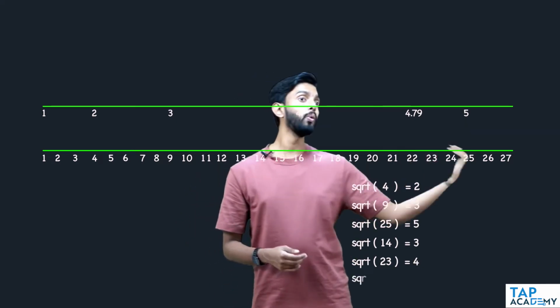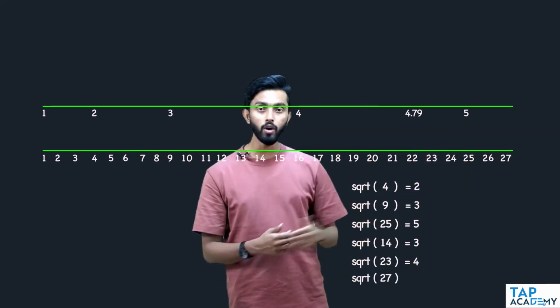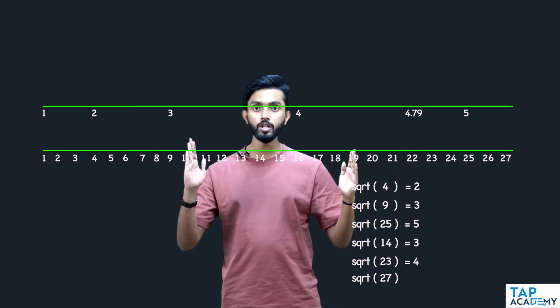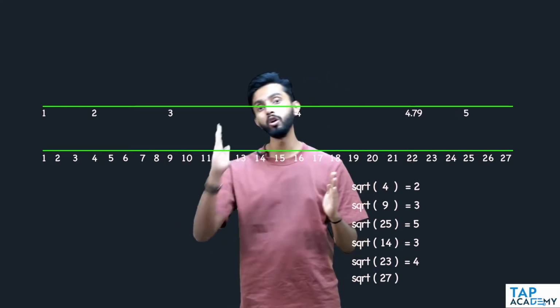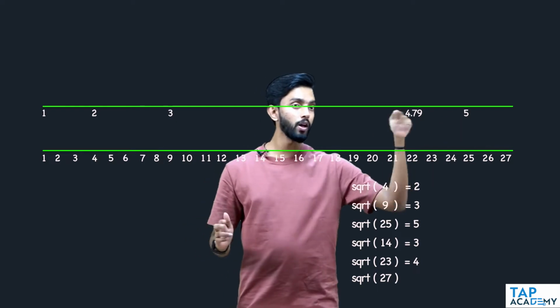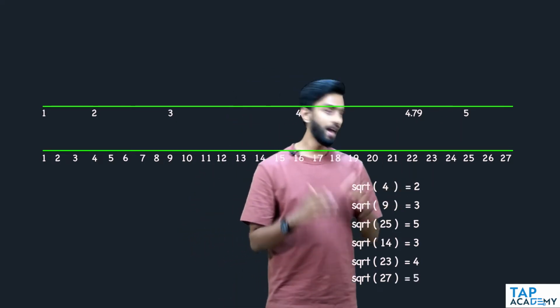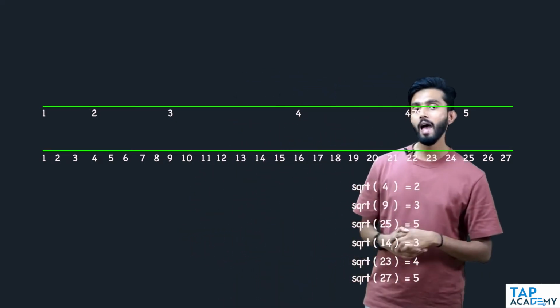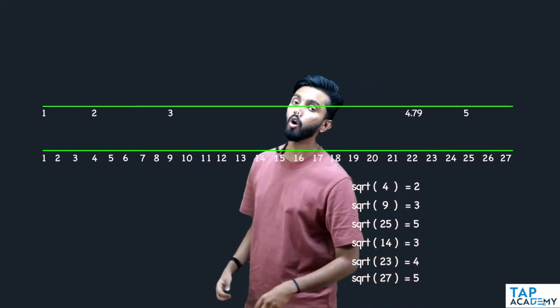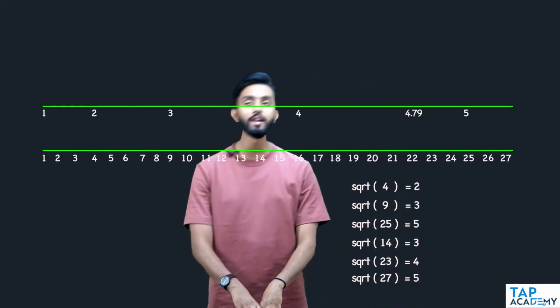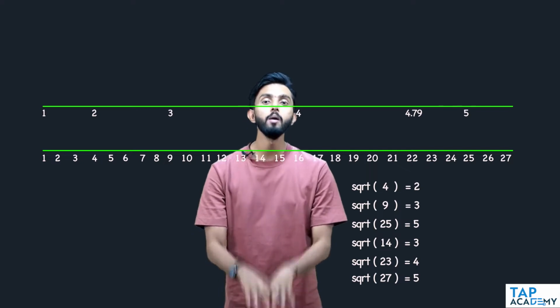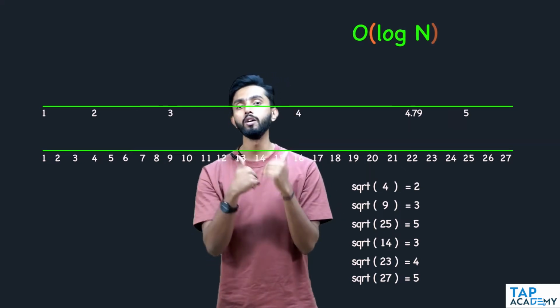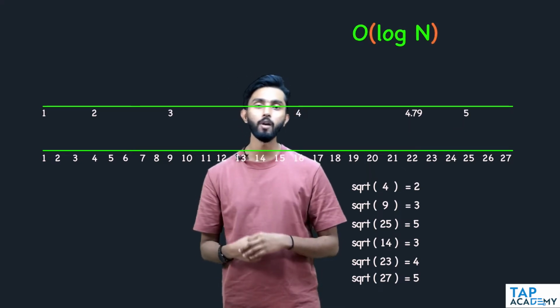Similarly, square root of 27, if I ask you, will lie between 5 and 6, but don't round it to 6. Round it to the lower value, to the floor, which means the square root of 27 should be 5. And this is your question, and the time complexity of the code that you are going to be writing must be big O of log n. I hope you are able to think.